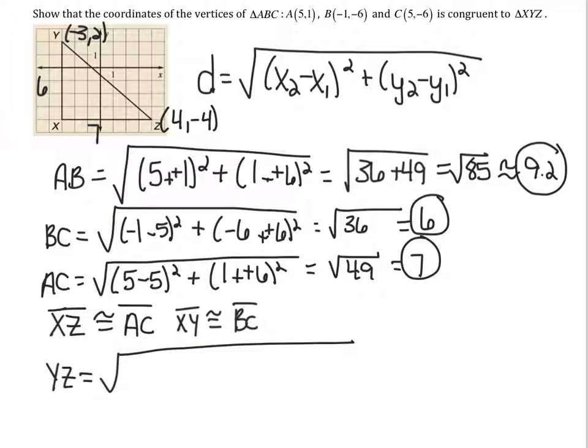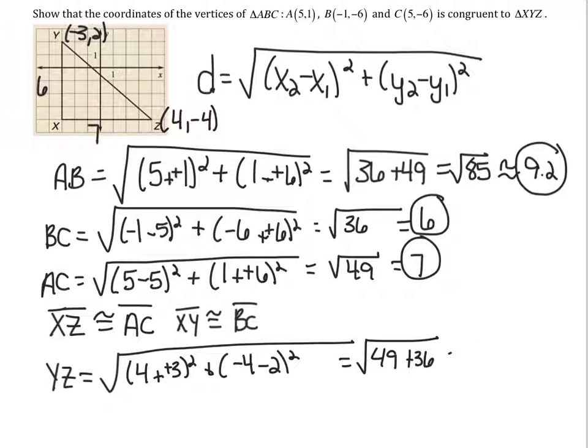Using the distance formula, I subtract the x's, so that's (4 minus -3) squared, plus subtract the y's, (-4 minus 2) squared. 4 minus -3 is 4 plus 3, which is 7, and 7 squared is 49. Then I have -4 minus 2, which is -6, and -6 squared is 36. 49 plus 36 is 85, and as we saw before, the square root of 85 is about 9.2. So now we can state that segment YZ is congruent to segment AB.